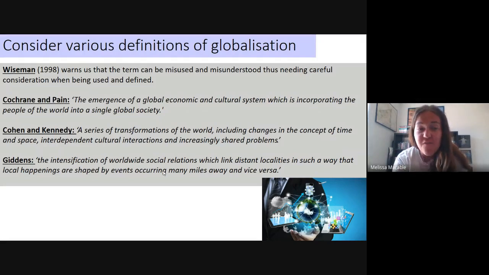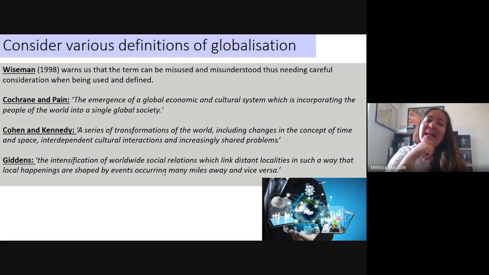Now, for the next three, I want you to be thinking about why we need to be cautious. Read what they're saying. Cochrane and Payne say that globalisation is the emergence of a global economic and cultural system which is incorporating the people of the world into a single global society. So they're saying it's the economy, money and wealth, and our culture coming together as one. Is he missing anything out there, Cochrane and Payne?